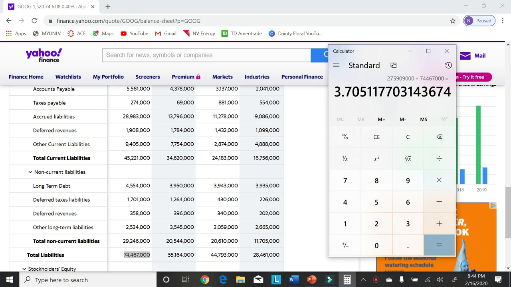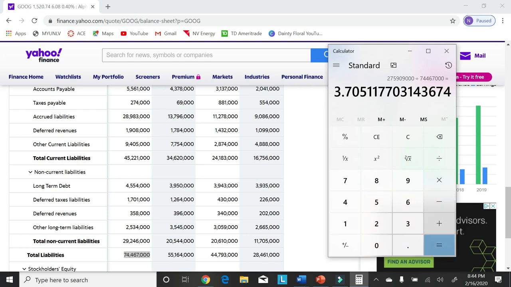And when you take the total number of assets and you divide it by the total number of liabilities, you get 3.7. And this is the debt to asset ratio. And generally what you want is as high a number as possible. 3.7 is a pretty high debt to asset ratio. And the reason why you want to have a high ratio number is because it shows for every $1 worth of liabilities, you have $3.70 worth of assets.